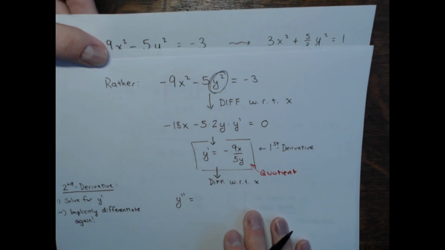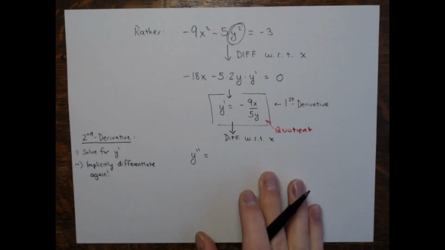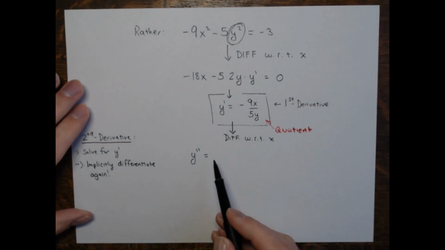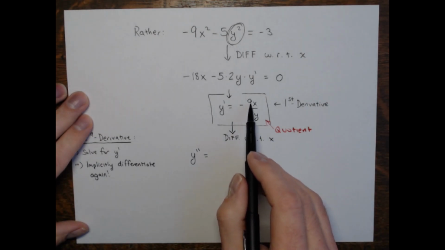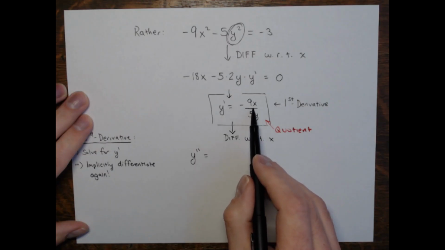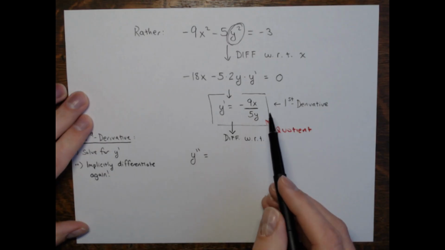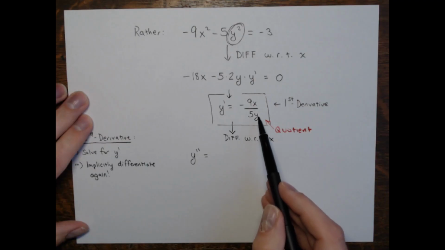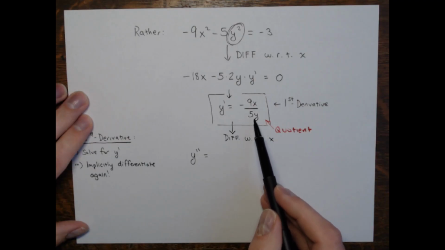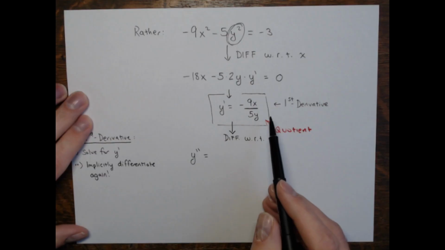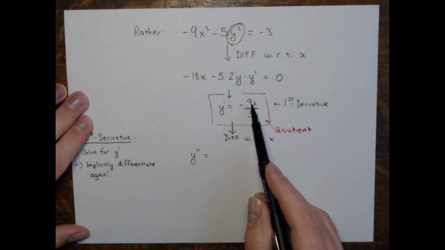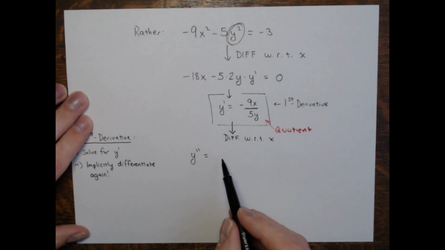And then let me get this paper up underneath here. And then over here, I'll call my numerator negative 9x, denominator 5y. Remember though, y is a function of x. Y is representing some expression with x in it. Y is implied to be a function of x, however you want to say that. But numerator negative 9x, denominator 5y.